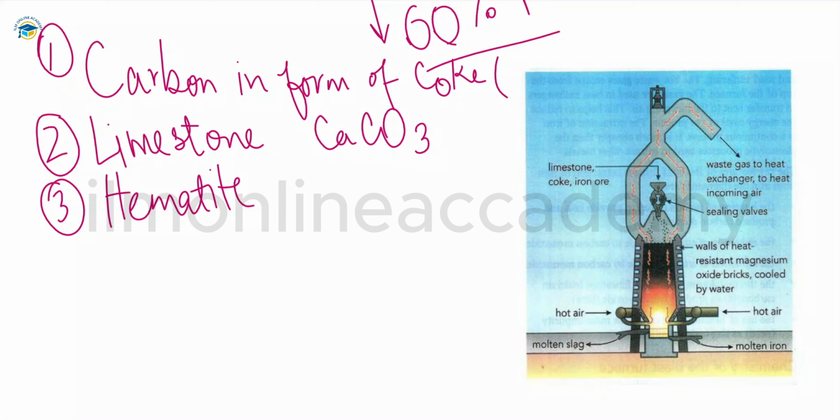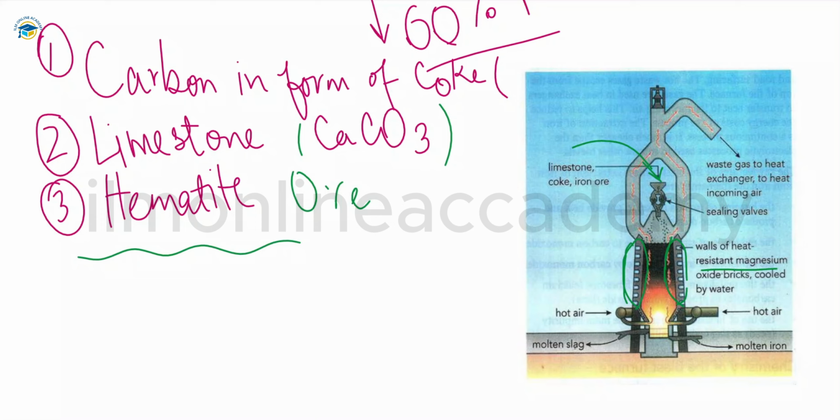It is lined with heat resistant bricks of magnesium oxide. In the walls of the blast furnace we have bricks of magnesium oxide that are heat resistant. And the blast furnace is loaded with the raw materials. These are the raw materials that are required: hematite ore of iron, calcium carbonate (limestone), and third, carbon in the form of coke. The raw materials are put in here. And limestone is just a mineral form of calcium carbonate.